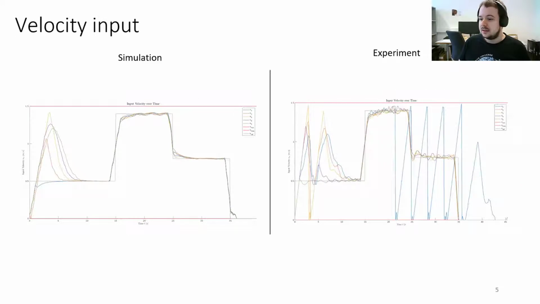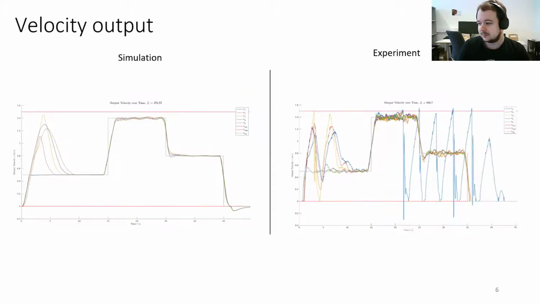Okay, next slide. So here we have the velocities. Once again, we can see that it works quite well in the simulation. In the experiment it doesn't work quite well. We can see that at the instances where the MPC fails, the vehicles basically reset to zero. That's why there are those spikes. Okay, next slide, please.